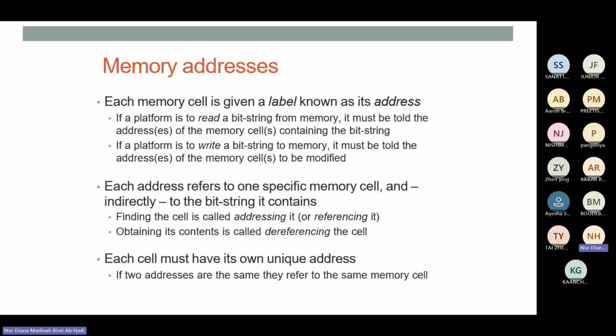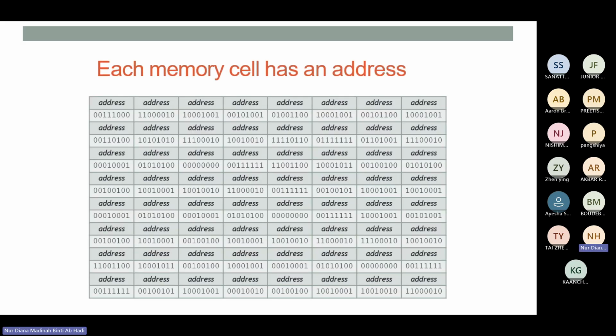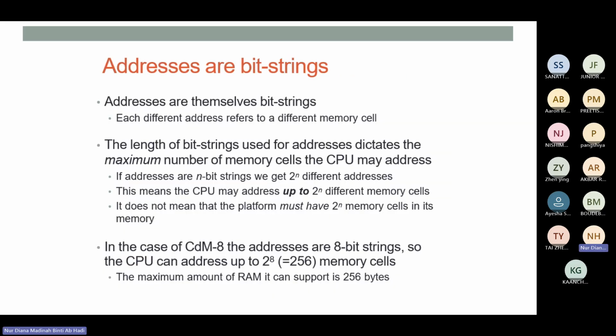If we want to obtain the content, we know it as dereferencing. So each cell has its own unique address. If two addresses are the same, it means that they refer to the same memory cell. Just like this, this is the example. If you look at the addresses, they will be different, they will not be the same. Okay, so addresses are themselves bit strings. Different address, different memory cell.